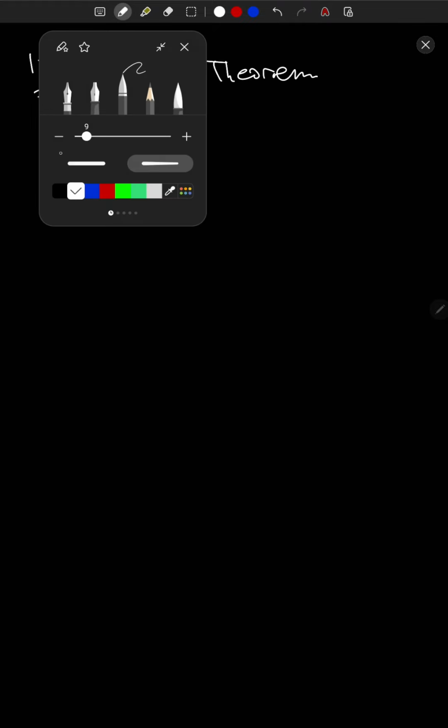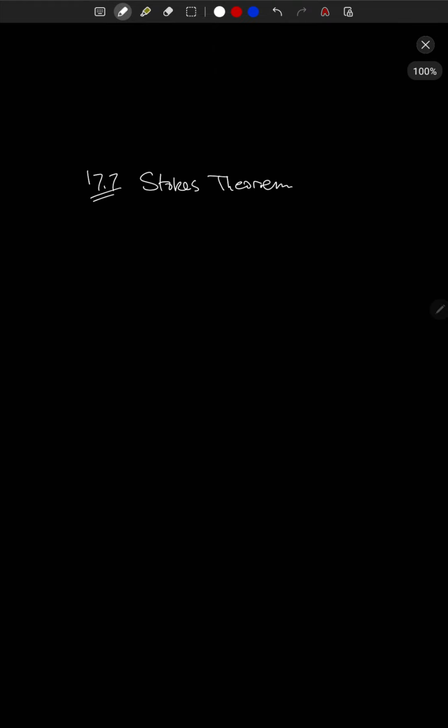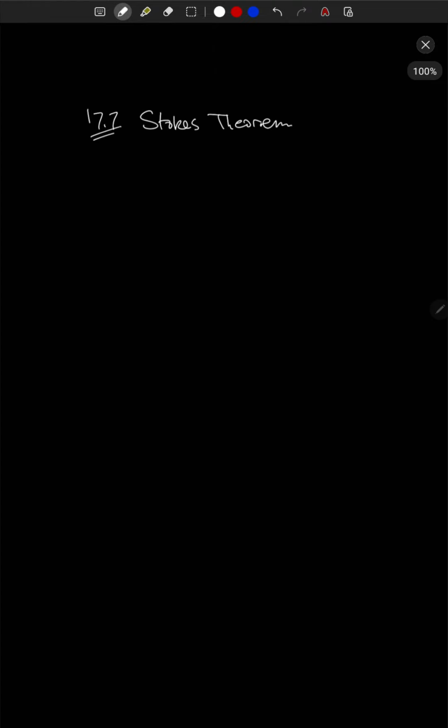Okay, so this is 17.7 Stokes theorem. Sorry, so this is 17.7 Stokes theorem. Let's just write it down. We'll talk about what it all means. We'll talk about how we use it.